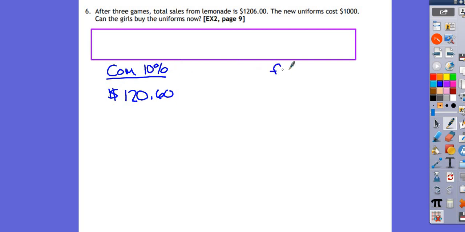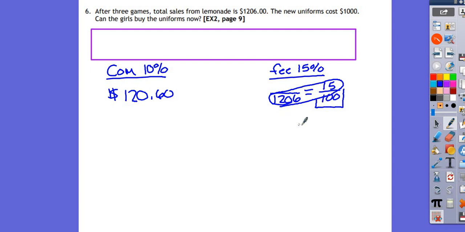Then fees, we need to look at that. That was 15%. I'm going to write it as a proportion to solve it, just because I like solving it that way. And I know this is my grand amount, so it's my whole amount. So I have a proportion to solve. So I'm going to multiply, then divide by 100, and I see I get $180.90.